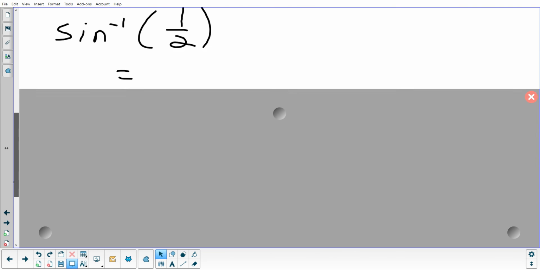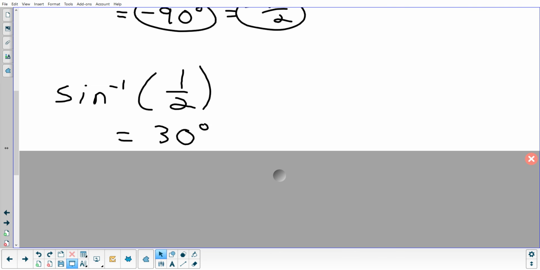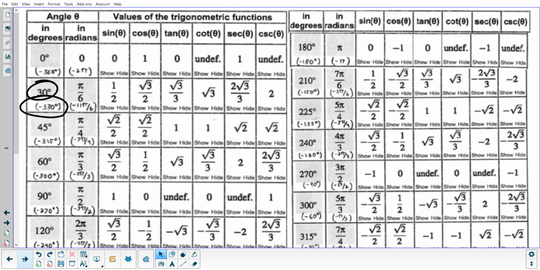Any question on that one? Or, if they wanted it in radians, you could write pi/6.